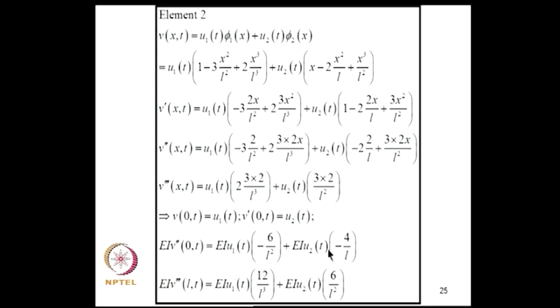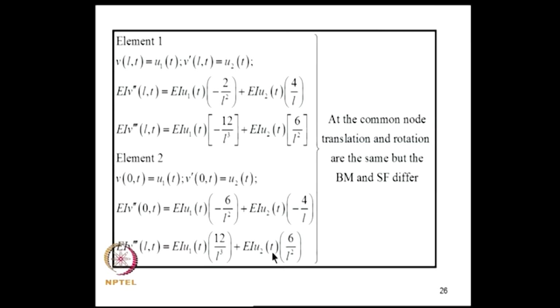But how about bending moment? Bending moment is this, shear force is this. Now these two are not the same as what we got from element 1. So in summary, I have properties of element 1 listed here at x equal to L, and properties of the system states at x equal to 0 for element 2. So we see that V of L comma t is the same as V of 0 comma t, V prime L comma t is V prime 0 comma t, that is u2 of t. There is no problem with the translation and the slope, but for bending moment we get one expression here which is different from this expression, and the shear force is again different.